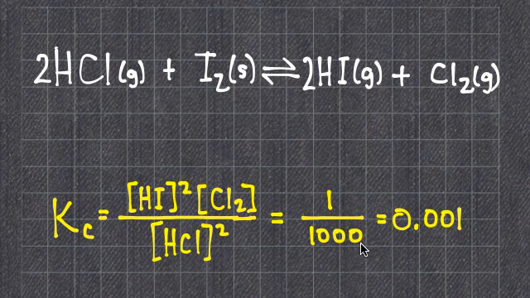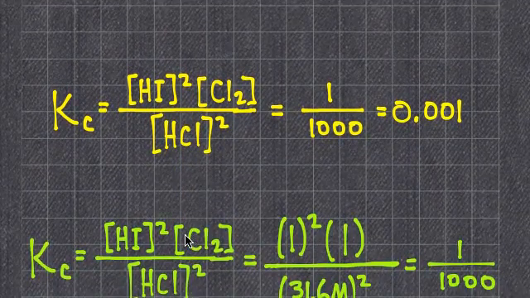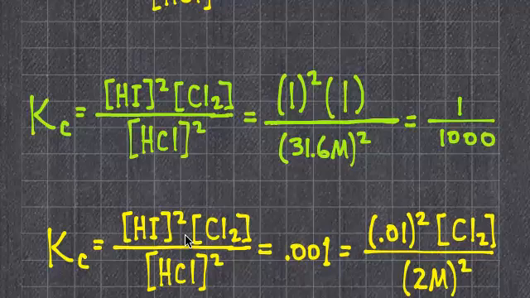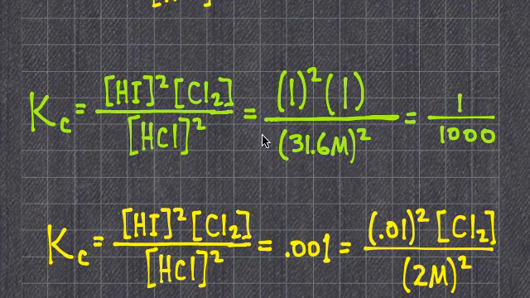That's the rule. So if this were 1 and this were 1, that would be 1, and this wouldn't be 1,000, it'd be the square root of 1,000. There we go. I wrote it out down here. If this were 1 and this were 1, then this would be 31.6, because 31.6 squared is very close to 1,000.